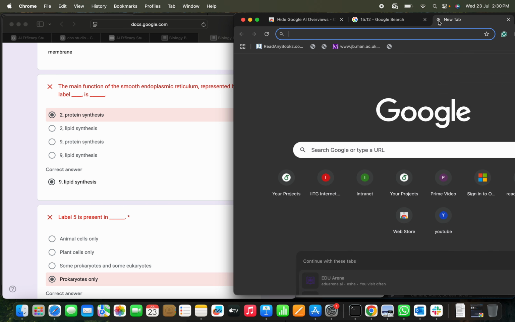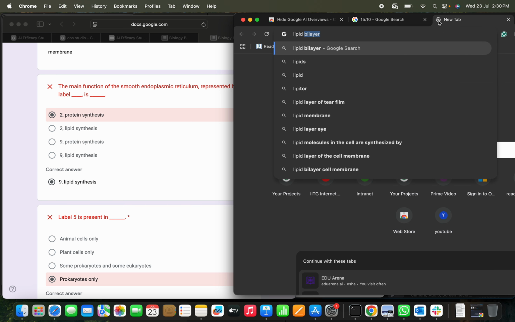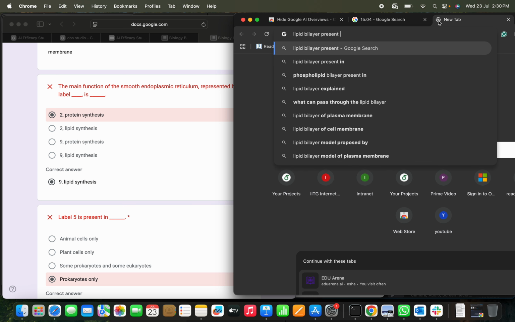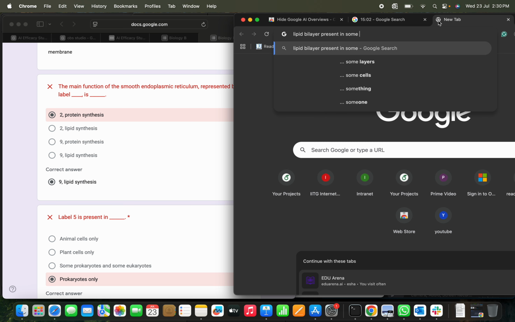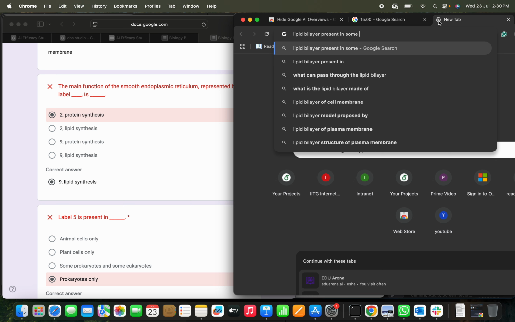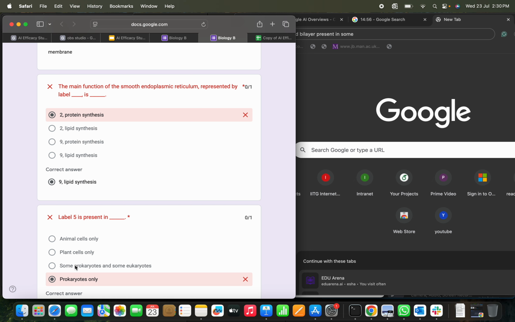Lipid bilayer, present in some. Let's copy that, just to finish up the writing part now.